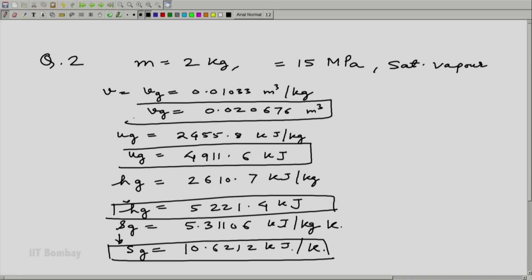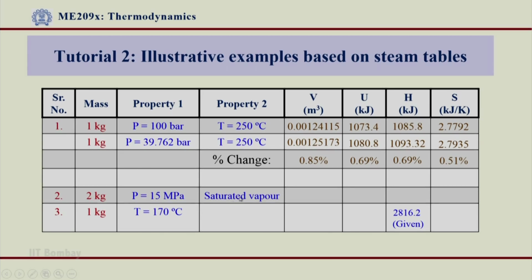Alright, let us put those values in the answer sheet. So for the second problem, we get all those values here: 0.02 meter cube, 4911, 5221, 10.6212. That is what the values would be in this case. Okay, now let us come to the last problem. This problem is a little tricky.